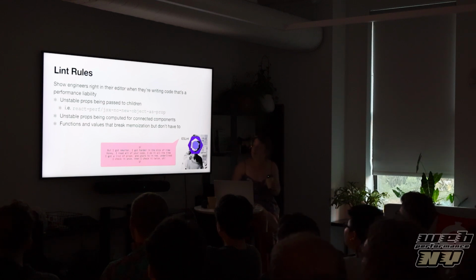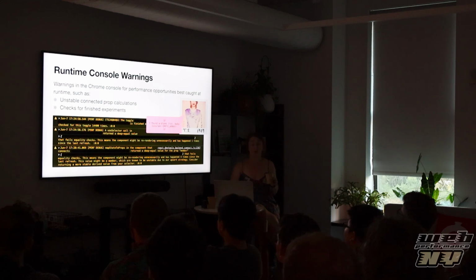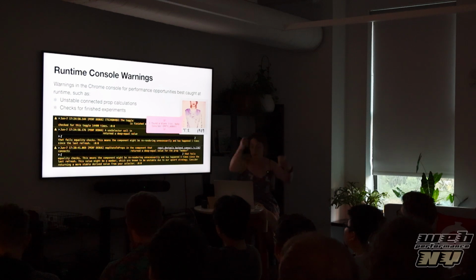So I have it on good authority that helped people write more performant code. We're also, when that didn't work, console warning. Sometimes you can't tell if the code is going to create an unstable value. So we are able to say, okay, well, I'm going to remember what was the last value? What was the value we just got from the selector? Are they deep equal, but not the equality that the component was expecting? So not reference equal or whatever. Then also finished experiments, whatever. But yeah, the big one was unstable connected prop calculations.